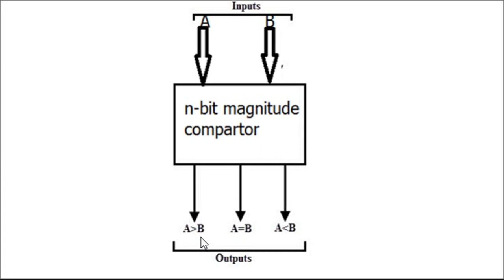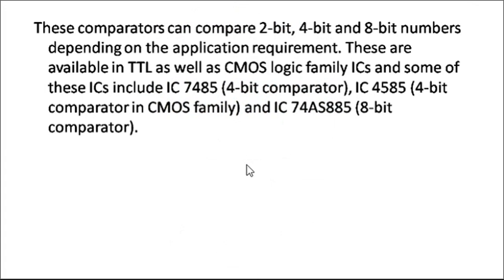This is a diagram of an n-bit magnitude comparator. A and B are inputs. A may be greater than B, A may be equal to B, or A less than B, and these are the outputs. So there are three outputs, and at one time only one of the outputs is active. These comparators can compare 2-bit, 4-bit, and 8-bit numbers depending on the application requirements.